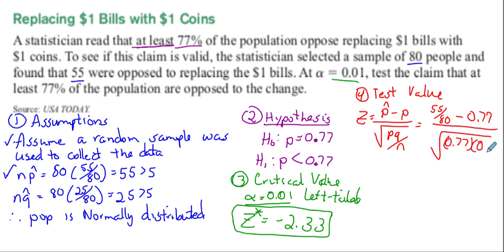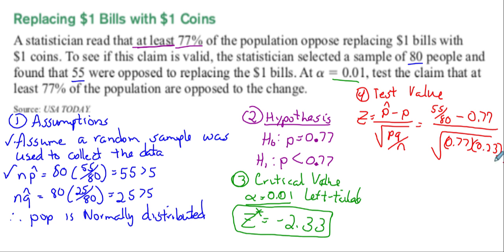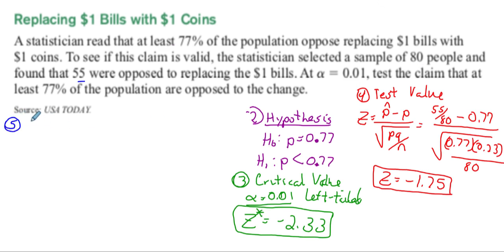And then 1 minus 0.77 gives me my q, which is 0.23, divided by n, which is 80. Plug that into my calculator, and I get a z-test value of negative 1.75. Our 5th step is to sketch the graph of the normal curve.